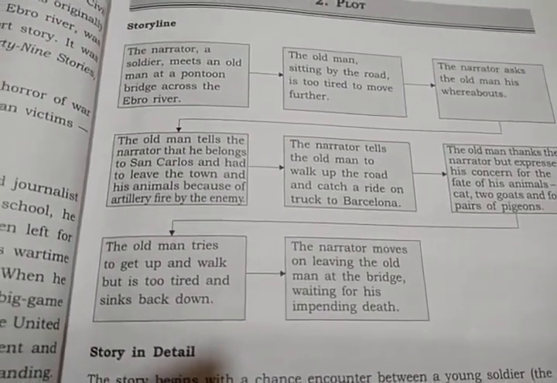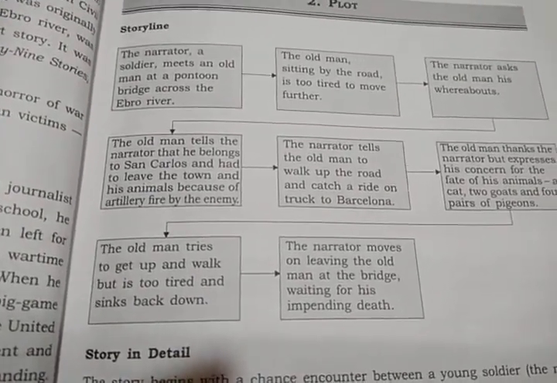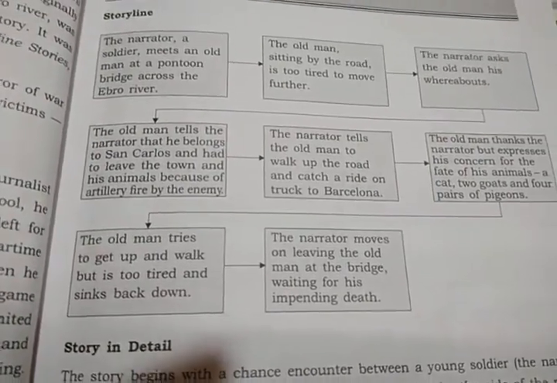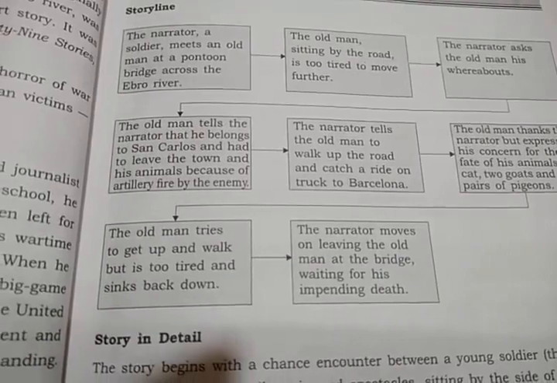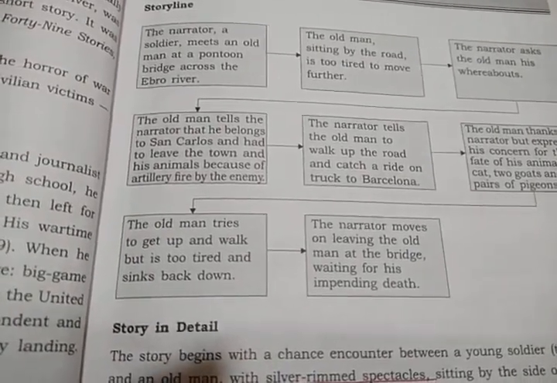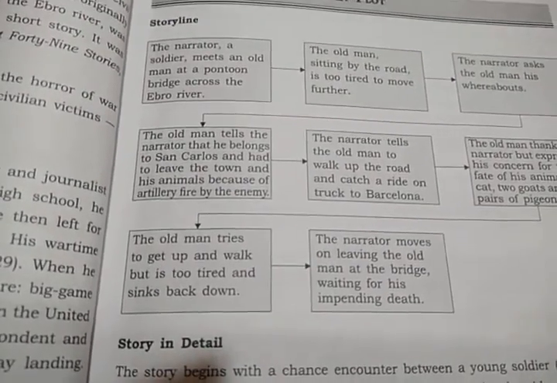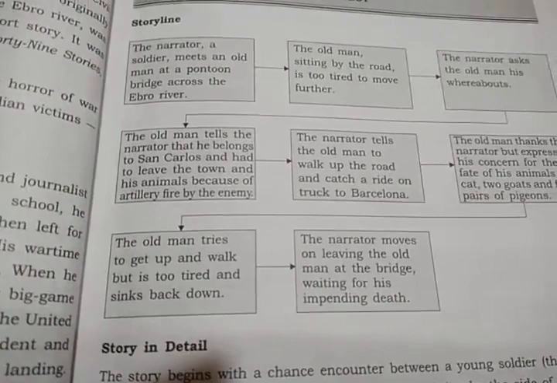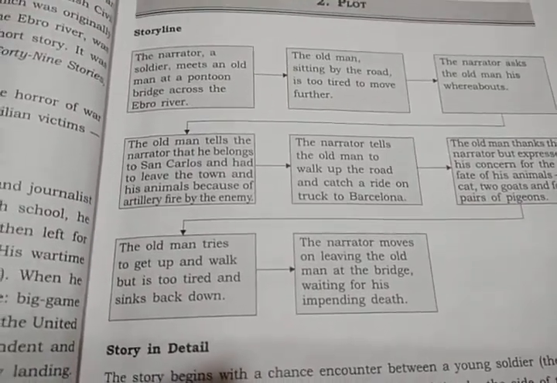So he is unable to walk any further. First, he is tired, and second, he is also suffering of guilt. The narrator moves on, leaving the old man at the bridge waiting for his impending death, because he knows the enemy army will be coming very soon, and the old man, who just denies to walk any further, will soon meet with his inevitable death.